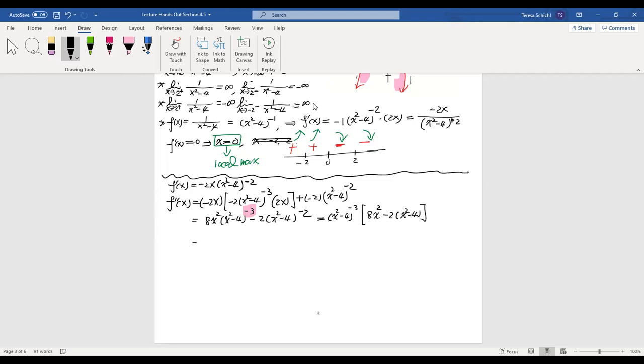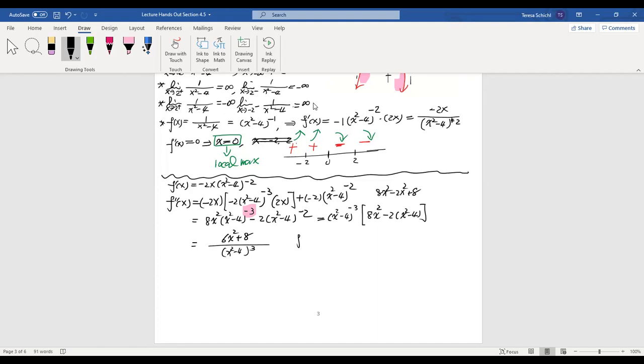Okay, so now in here you can put this one here. So this is (x squared minus 4) to the third power. So let's simplify this. This is 4x squared minus 2x squared plus 8. So what do you have here? You have 6x squared, right, plus 8.